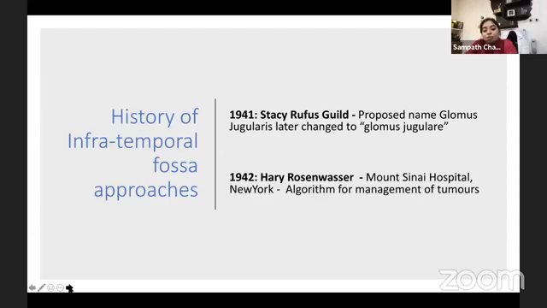In 1942, Harry Rosenwasser from Mount Sinai Hospital in New York saw a mass originating from the middle ear, which was extending to the external auditory canal. He saw that these tumors were bleeding and looked like a carotid body tumor. This gave him an interest in studying these tumors and the approaches, both transtemporal and extratemporal, to the jugular foramen and the skull base.